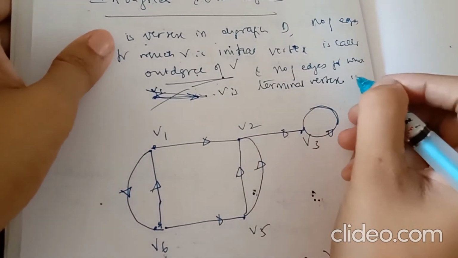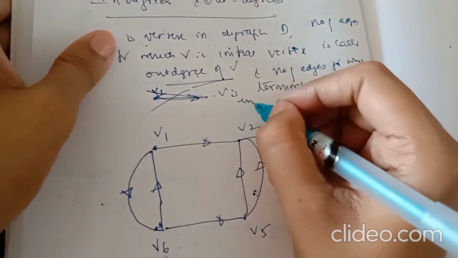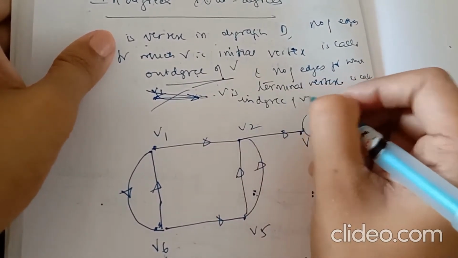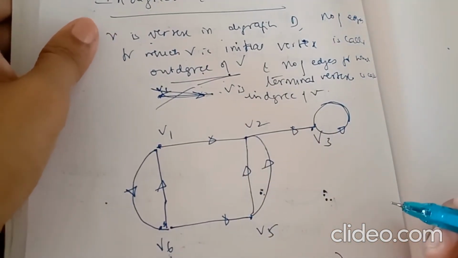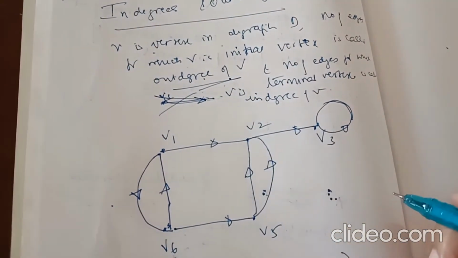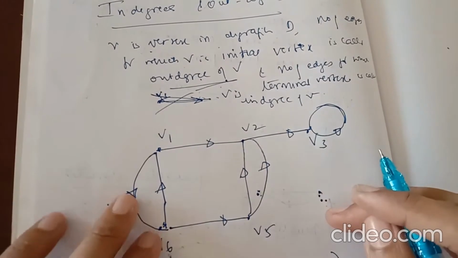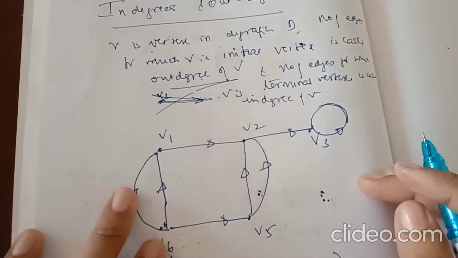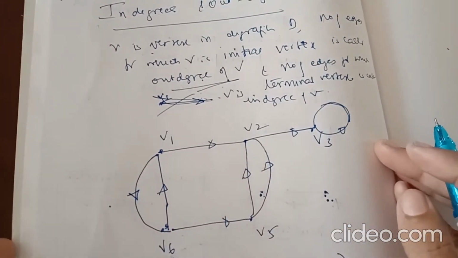Okay, it is called the incoming degree, or in degree, of V. So we have seen how to represent the in degree and out degree, and we know the definition of these two. So let's start with finding out the in degrees and out degrees for all the vertices. Let's take an example. I'll just show you for two vertices.